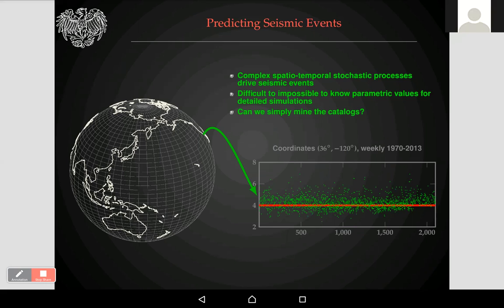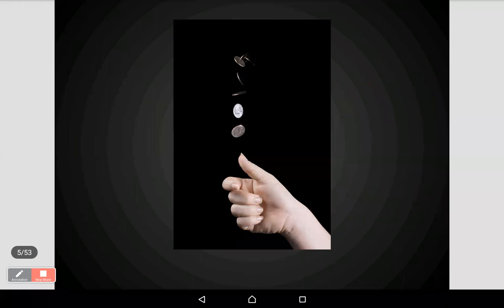And you see here what the data looks like. I guess this particular audience is very familiar with this kind of data. So this is all events above magnitude 2 from 1970 to 2013 in about a 300 square mile spatial tile around those coordinates. And those coordinates correspond to, I think, just off the coast of Southern California. So it's a very stochastic process. You can't just fit curves; you have to be careful how you learn or model such a system.